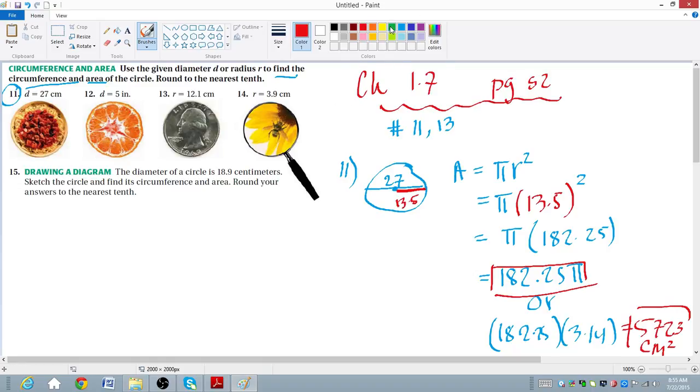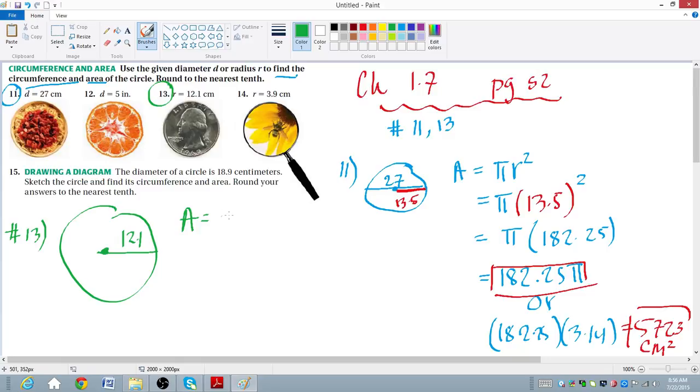Now let's do number 13. So I have a circle, and here it gives you the radius. So I don't have the diameter. I'm given the radius, 12.1. Well, just do the same thing. Plug it into the formula.